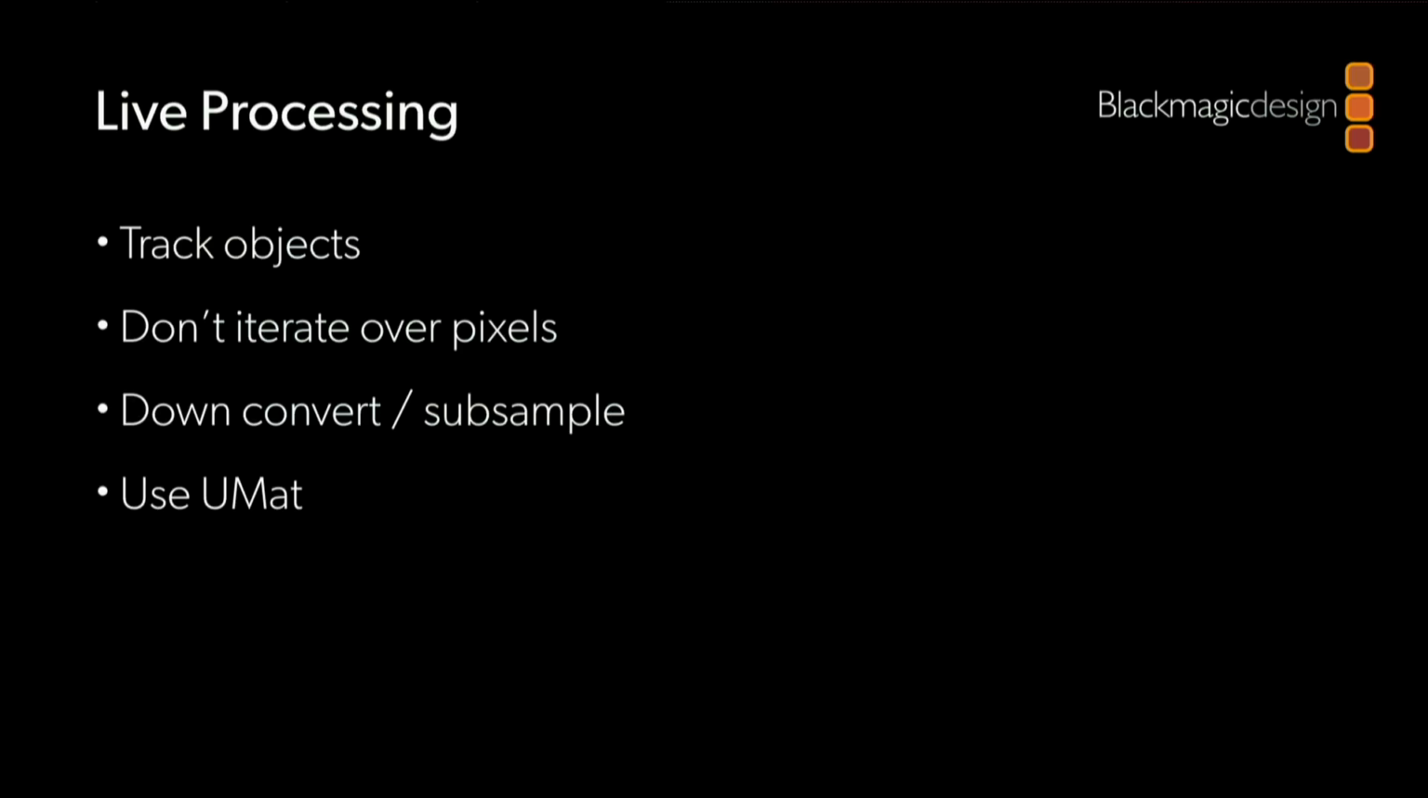Down conversion and subsampling your image is the most obvious way to speed up live processing, and you'll be surprised at how robust the detection algorithms are to significantly downscaled images. But perhaps the easiest way to take advantage of hardware acceleration is to use UMat instead of Mat.